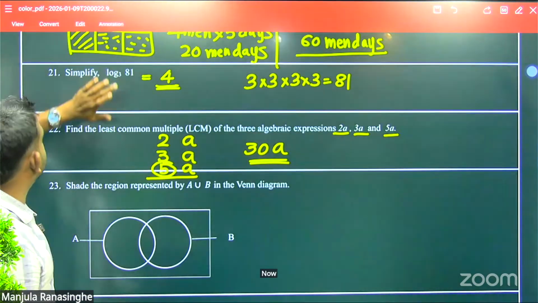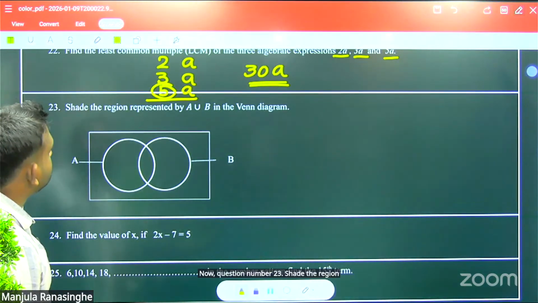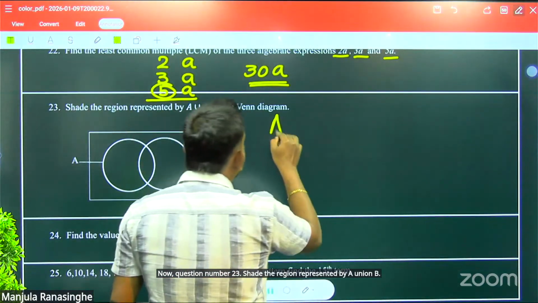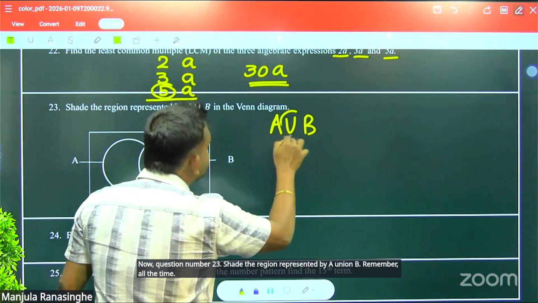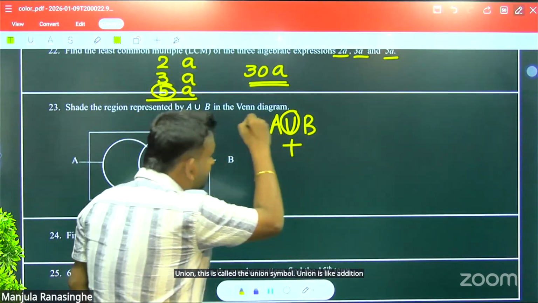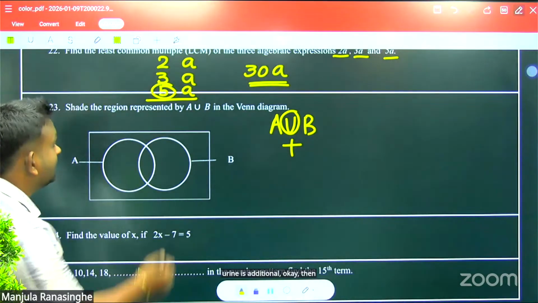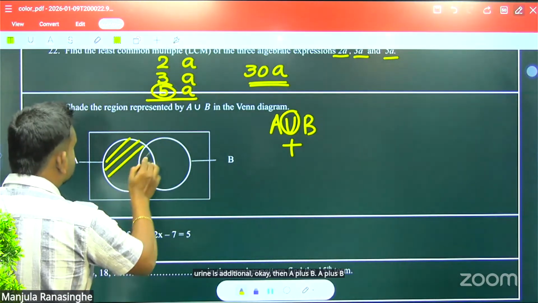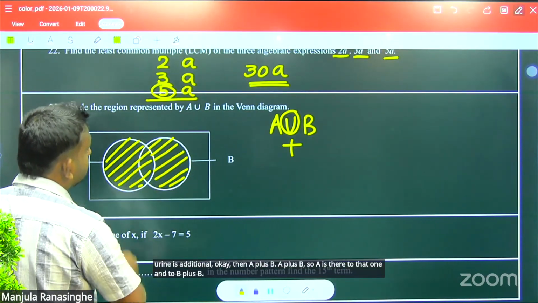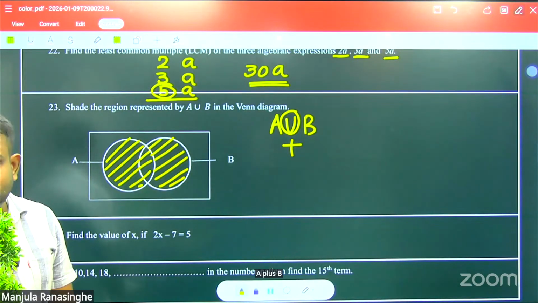Now question number 23. Shade the region represented by A union B. Remember all the time, this is called the union symbol. Union is like addition. All the time remember, union is addition. Then A plus B. A is there, and to that you add B. So this is the A plus B set, the answer.